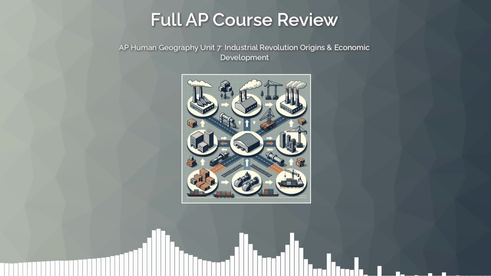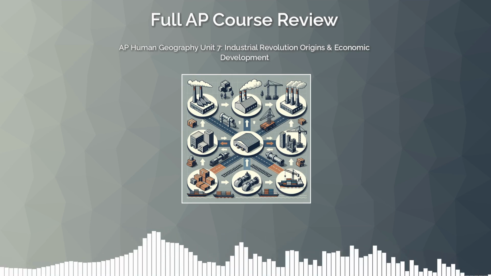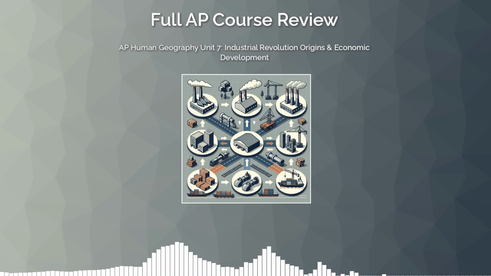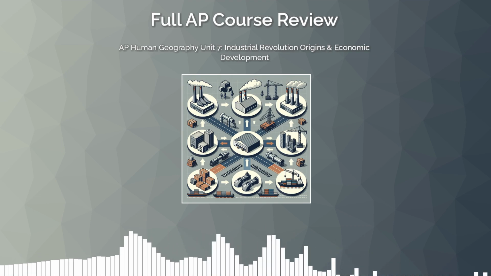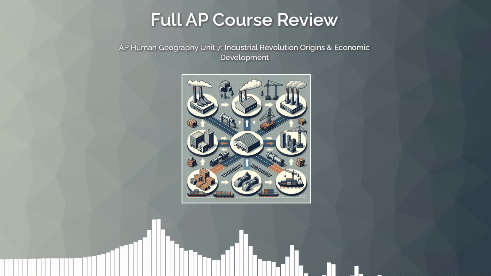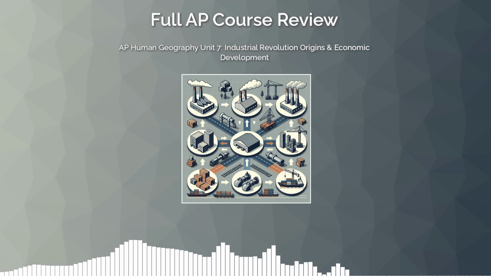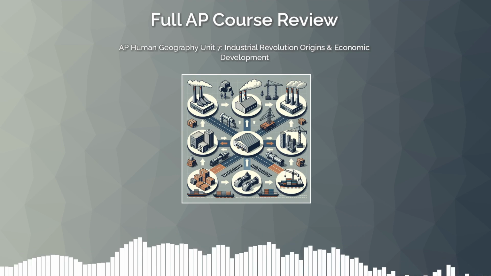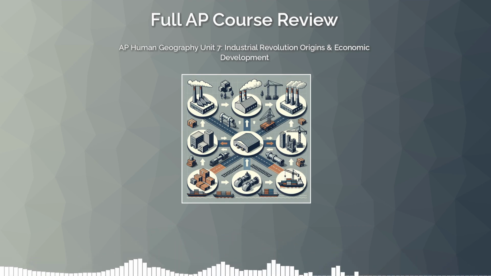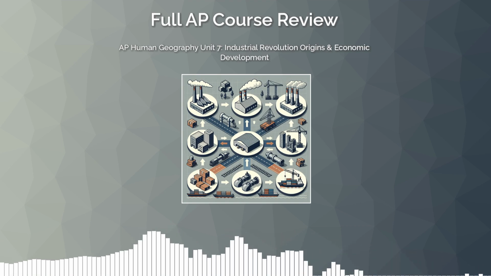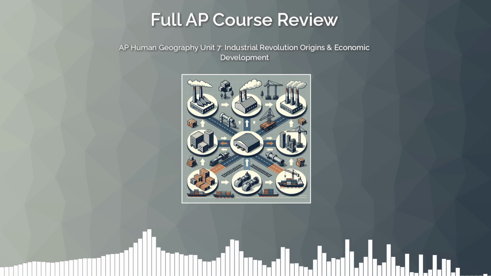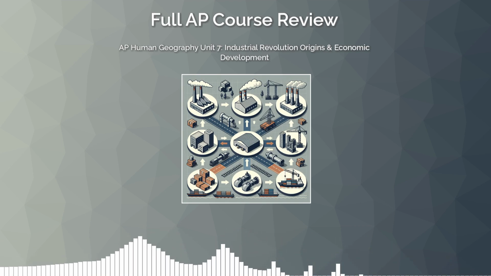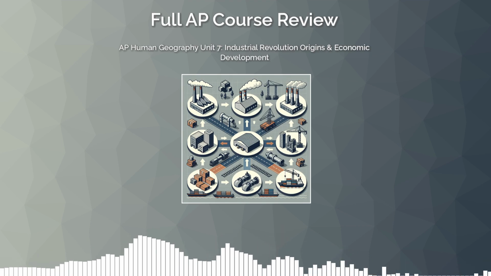Notice that phrase carefully: opportunity cost, not absolute efficiency. This is where students consistently trip up on the AP exam. Absolute advantage means you can produce more of something with the same resources. Comparative advantage means you give up less to produce it. These are completely different concepts, and the College Board loves to test whether you can tell them apart. A country can have an absolute advantage in producing everything and still benefit from trade based on comparative advantage.